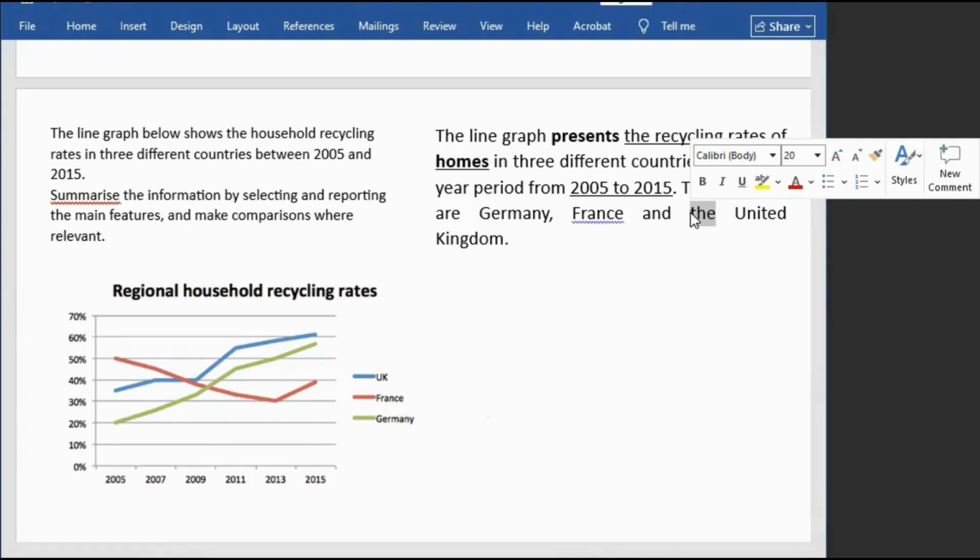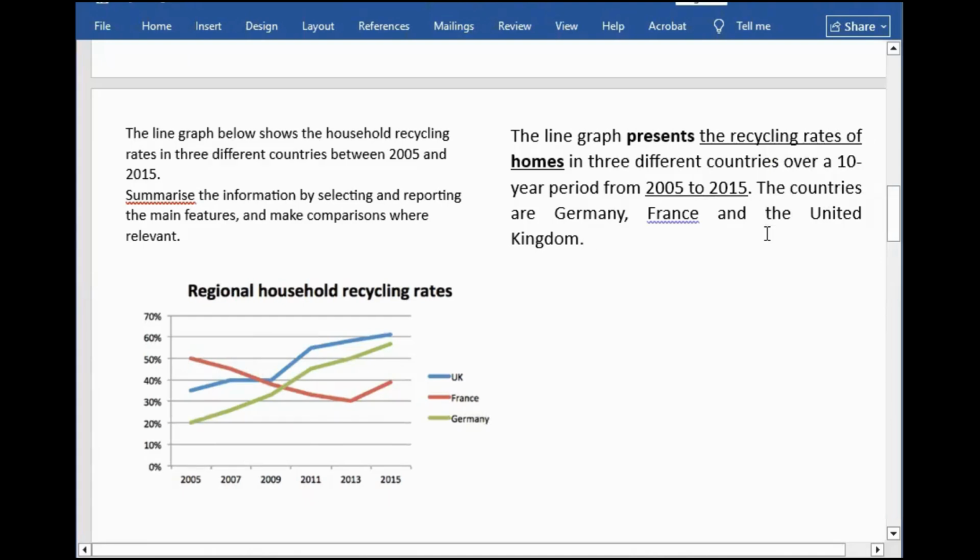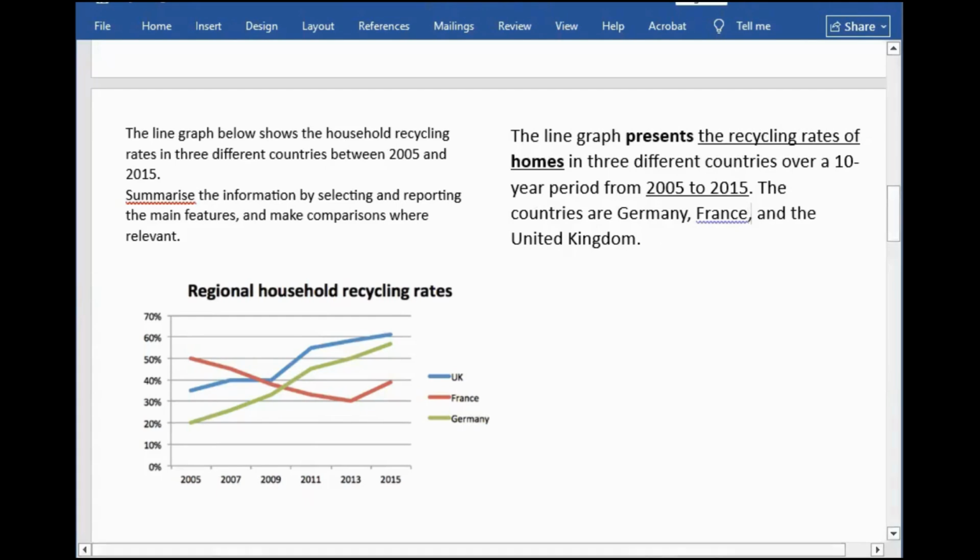So this is my introduction, a two-sentence introduction, okay? Some people do a one-sentence introduction. If you want to do a one-sentence introduction, let me show you what it will look like.